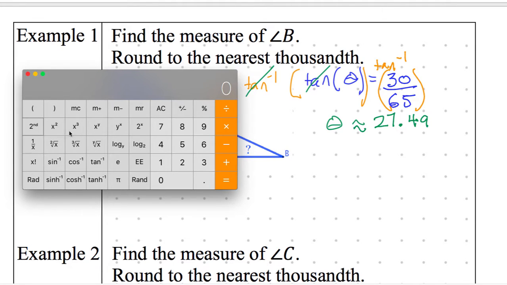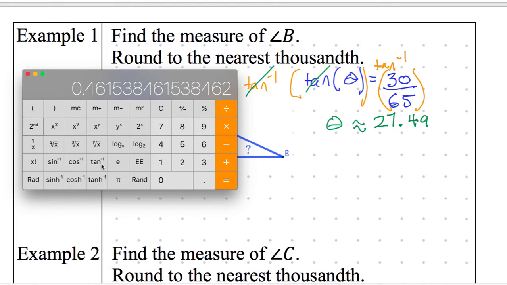That means that you are in degrees. You just look in the bottom left. All right, now I'm going to do 30 divided by 65 equals this decimal, 0.4615, and so on. Now, this represents a fraction. Now I'm going to take the arc tangent of this fraction.